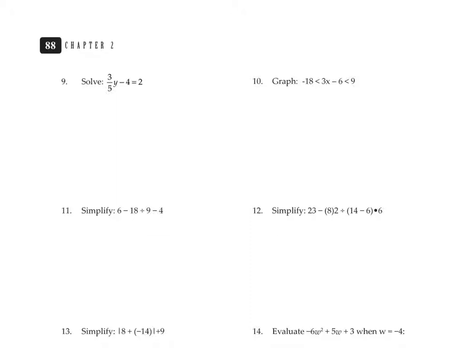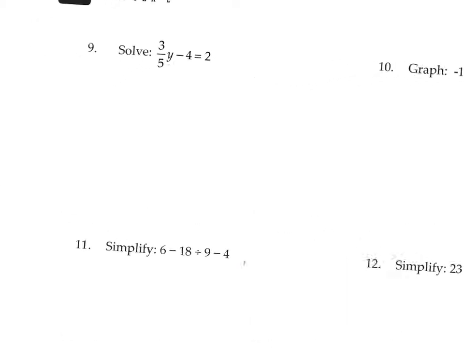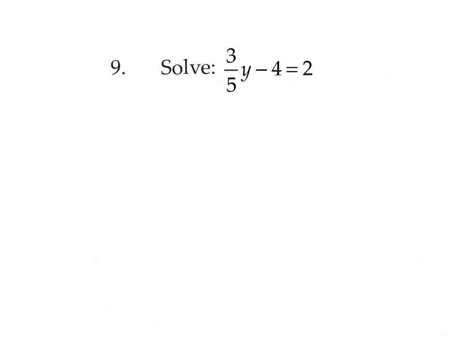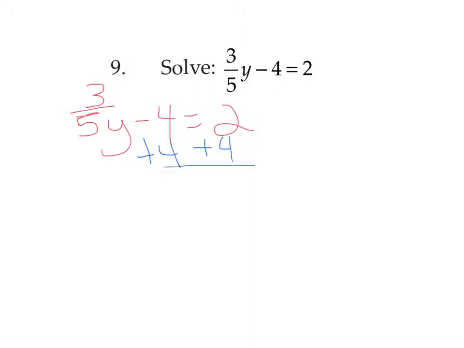All right. On the next page, looks like we got another equation here on number 9. So let's zoom in a little bit. That's not what I wanted. There we go. All right. 3/5 y minus 4 equals 2. Let's rewrite it. We're trying to isolate this y here, solve for y. So we need to add 4 to both sides. That leaves us with 3/5 y equals 6.